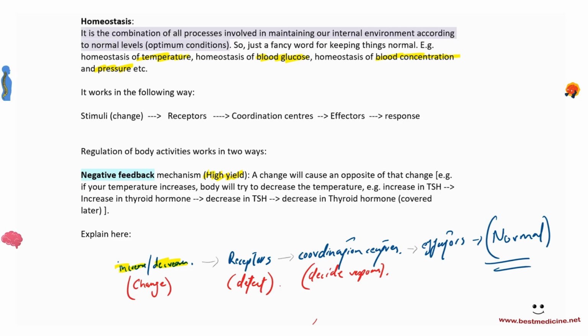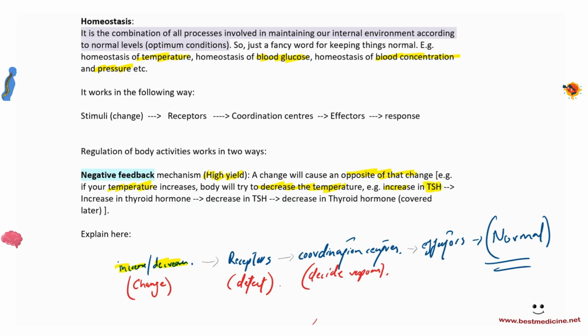A change will cause an opposite of that change. So for example, if your temperature increases, then the body will try to decrease the temperature, right? A very popular example that we'll do in a bit is the increase in something called thyroid stimulating hormone concentration. We'll do more on this later.